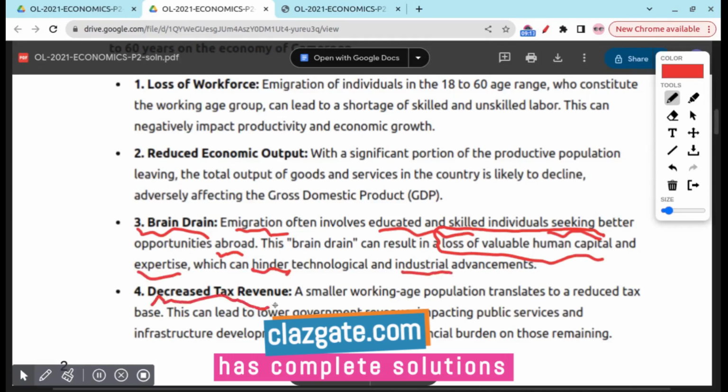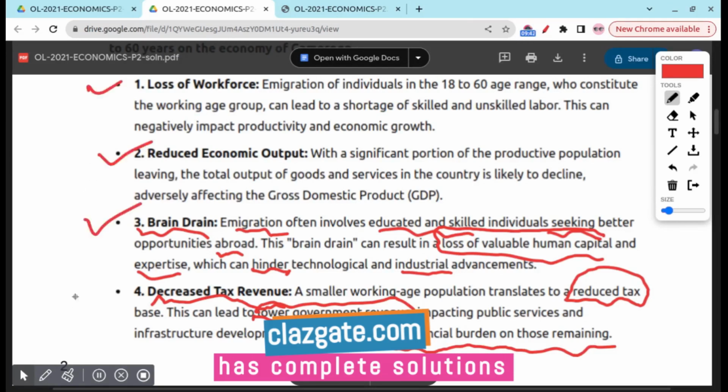We have decreased tax revenue because a smaller working age population translates to reduced tax. This can lead to lower government revenue, thus impacting public services and infrastructure development and increasing the financial burden on those remaining. So we've had our 4 points: loss of workforce, reduced economic output, brain drain, and decreased tax revenue. You write short notes about it and you have your marks.